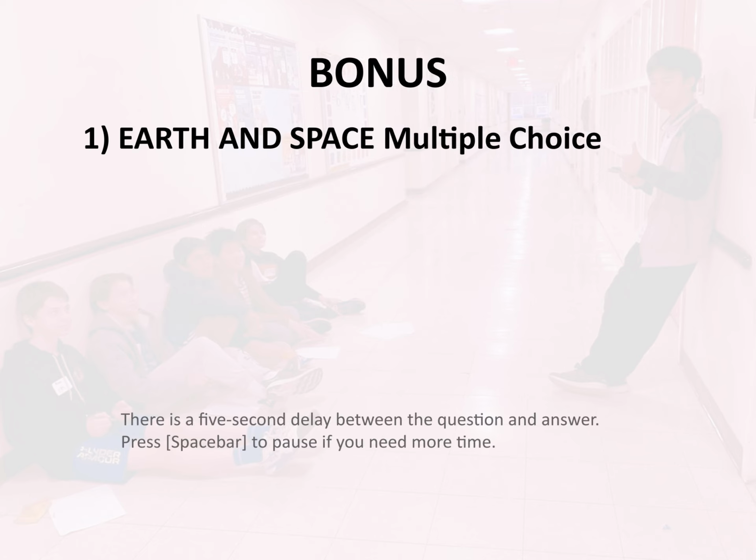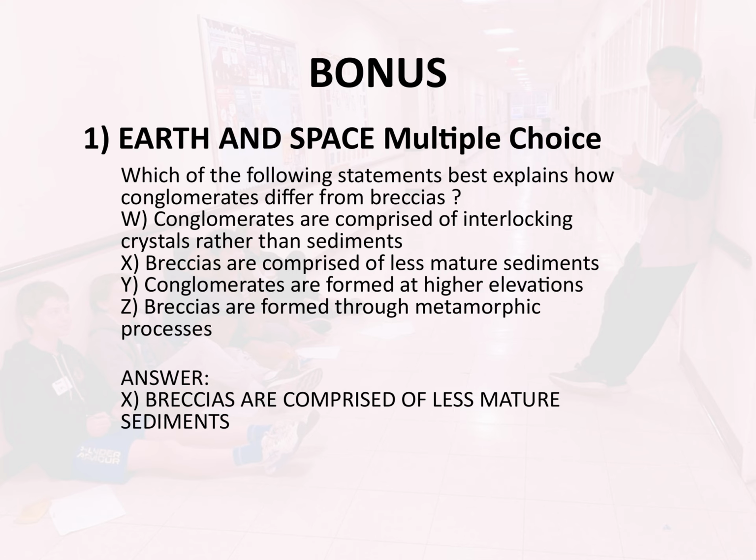Bonus 1. Earth and space. Multiple choice. Which of the following statements best explains how conglomerates differ from breccias? W. Conglomerates are comprised of interlocking crystals rather than sediments. X. Breccias are comprised of less mature sediments. Y. Conglomerates are formed at higher elevations. Z. Breccias are formed through metamorphic processes. Answer, X. Breccias are comprised of less mature sediments.